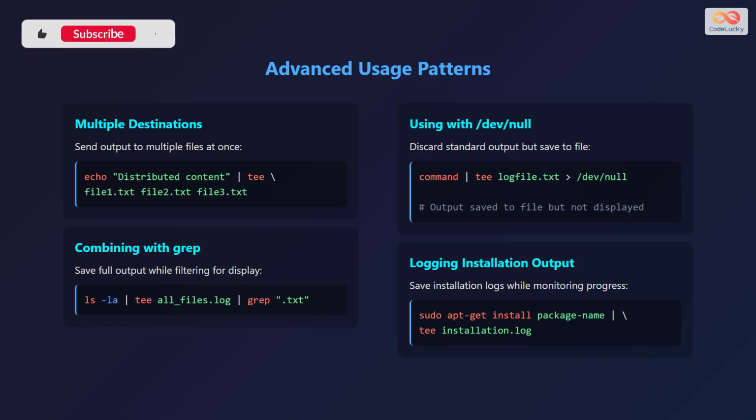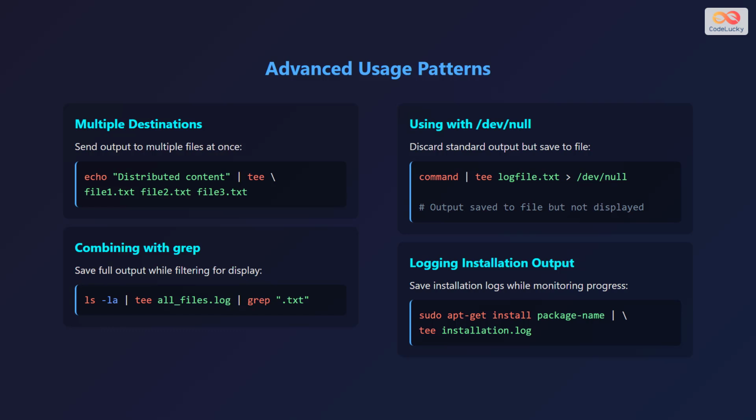Let us see some advanced usage patterns. To send output to multiple files at once, use echo, then the string distributed content, pipe tee filename file1.txt file2.txt file3.txt. To save full output while filtering for display, use ls with option -la, pipe tee filename all_files.log, pipe grep and the string .txt.